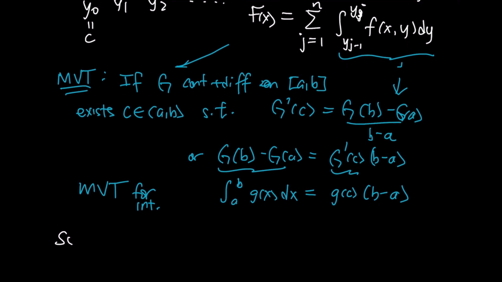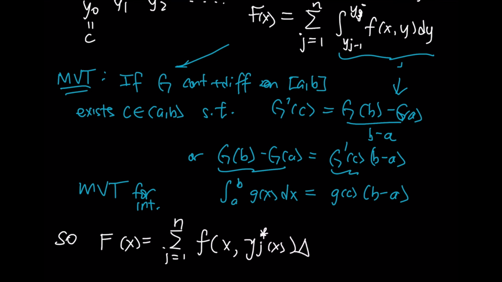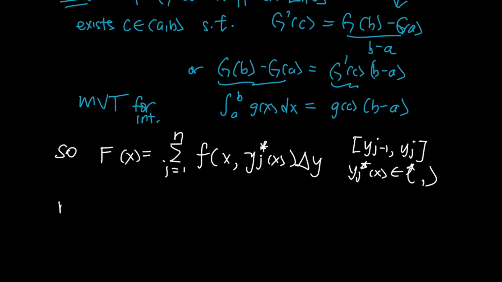And so what ends up happening is that my function F of x is now a sum j equals 1 to n, and I'm now going to have the function f, because it's an integral with respect to y, at yj star, that's a function of x, times delta y. Because here my subinterval goes from yj minus 1 to yj, and then this yj star, which depends on x, lives between those two values with round brackets. Where am I going with all of this?